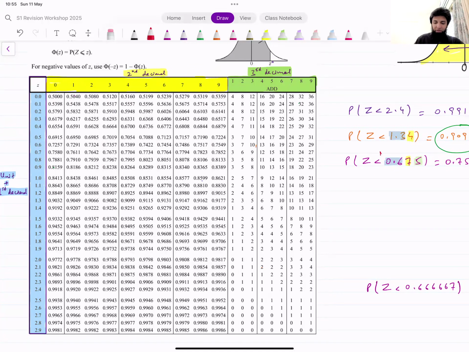Okay, now if you had 3 decimal values in Z, for example, if you had 0.675, what's the corresponding probability value for that? You'll find 0.6 here, you'll find 7 here. That gives you 0.7486, but then there's a third decimal place there as well, and that is 5. That's here.